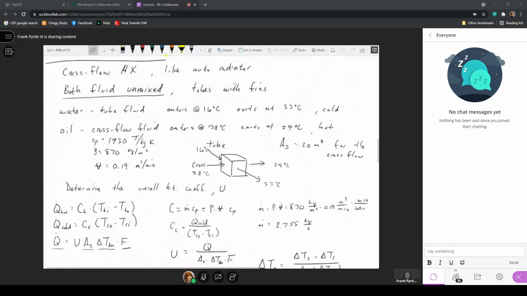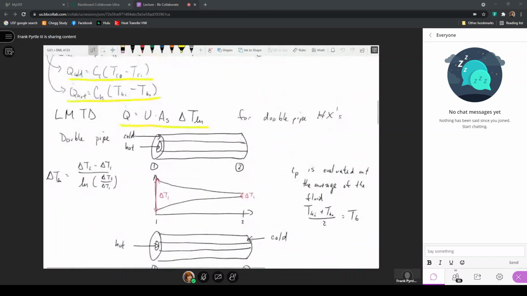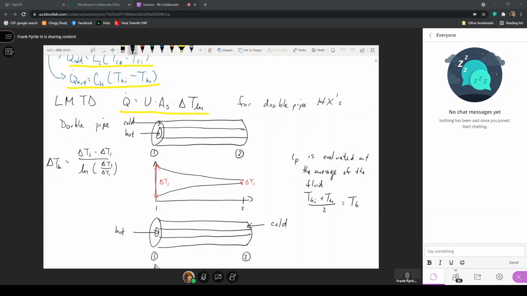method, but that log mean temperature difference method was initially developed for the analysis of a double pipe heat exchanger, where that double pipe heat exchanger could be in the configuration here where both fluids flow in the same direction, which is a parallel flow heat exchanger, or for the analysis of a double pipe heat exchanger where it's a counter flow where they flow in opposite directions.